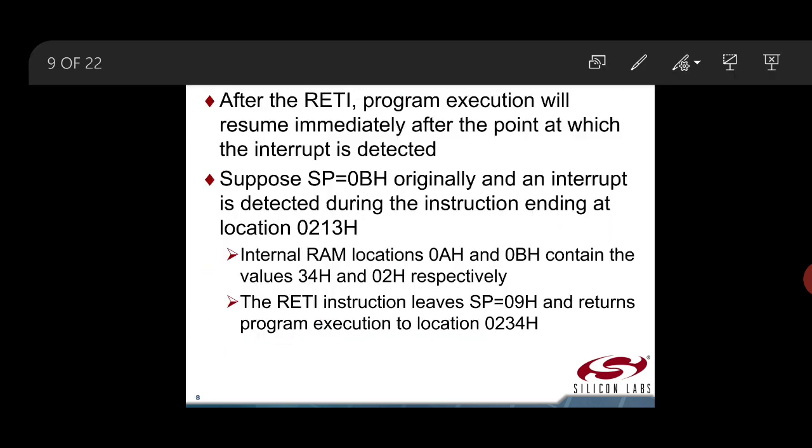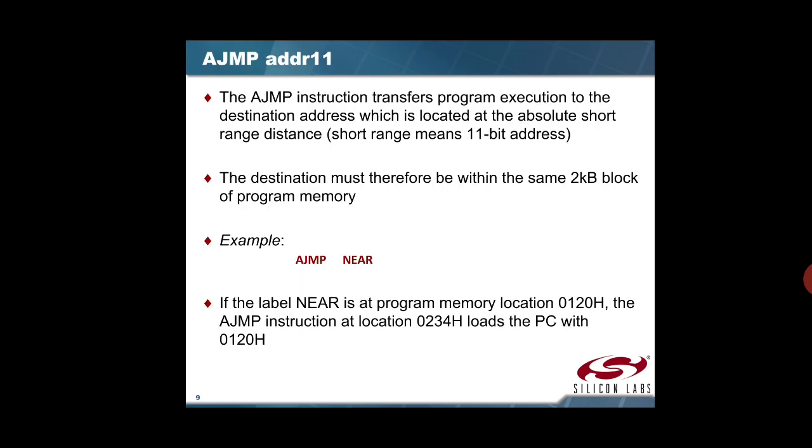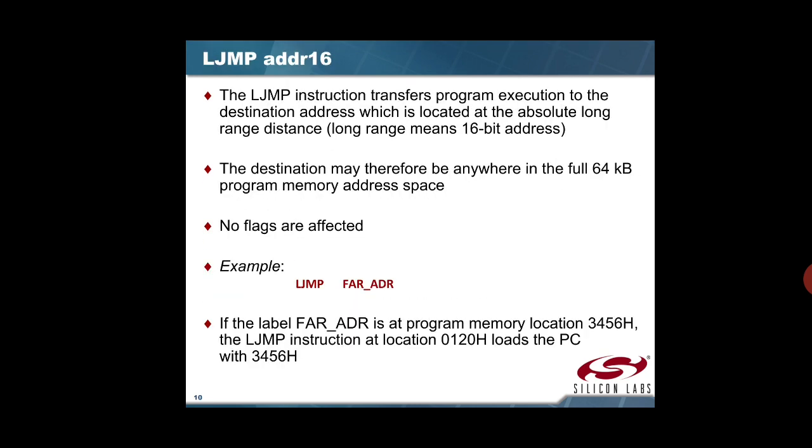Long jump. LJMP, in fact, is a far jump, that is, jumping to a location up to 64 kilobytes of memory location. FAR_ADDR is located at the location 3456H, and the LJMP instruction is at the location 0120H. When the instruction is executed, the PC will be loaded with 3456H.